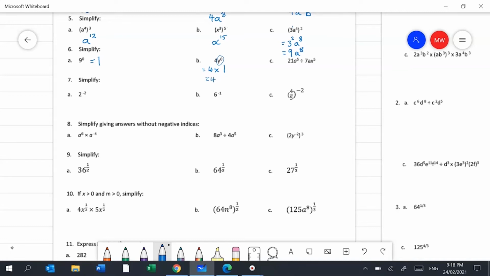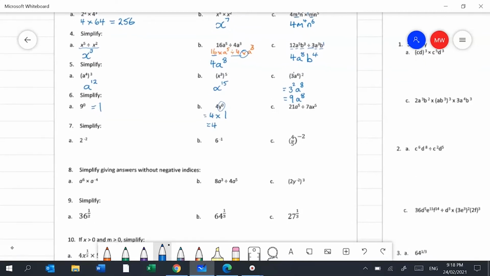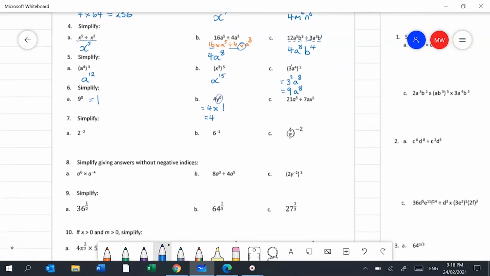And then in C, this is one of these ones that we ran into back up here in question 4. We've got to be careful. We've got 21 divided by 7, which is 3. But remember, every other number here is multiplied. So it's a to the 5 times a to the 1, which is a to the 6 because we add them. And we've got a little x to the 5 on the end there.